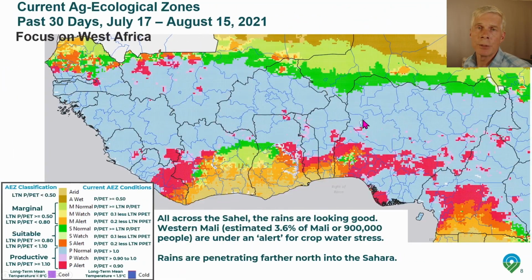Now we can zoom into different parts of the world. So in this case, we're zooming into West Africa, having a look at the very good production across all of West Africa, where the value of P over PT is close to normal. However, there are some places, such as Mali, where this value has been below normal, and this can have an impact on crop production and food security for approximately 900,000 people.